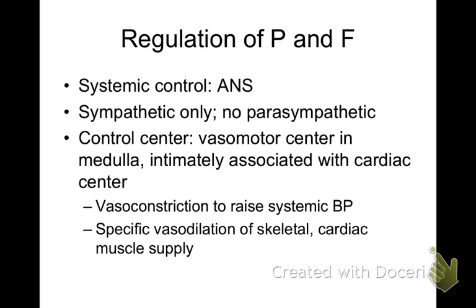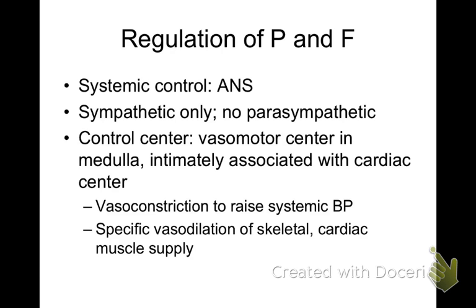Okay, so we're ready for part 4 of the vessels, and here we're looking at systemic control through the autonomic nervous system. Now, I know that your book will tell you that there are parasympathetic nerves to the vessels, but it's unclear what the role of the parasympathetic nervous system is in regulating vessels. So we're going to focus on what we do know, which is what the sympathetic nervous system does.